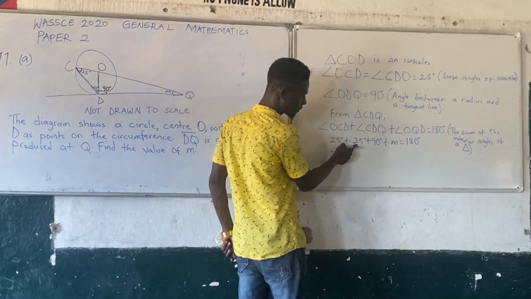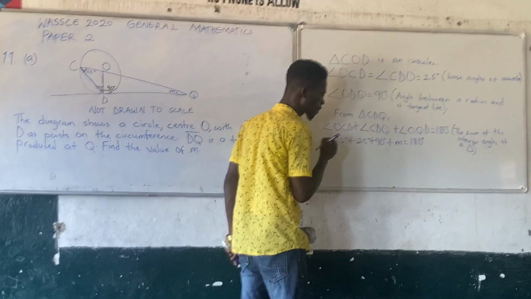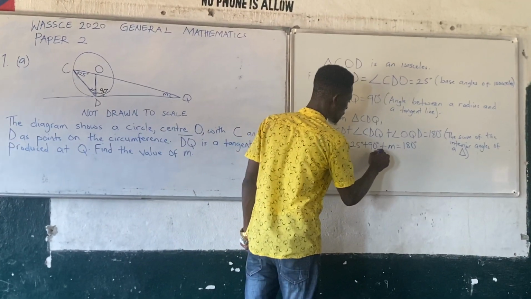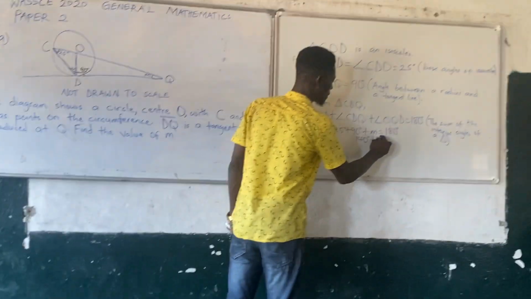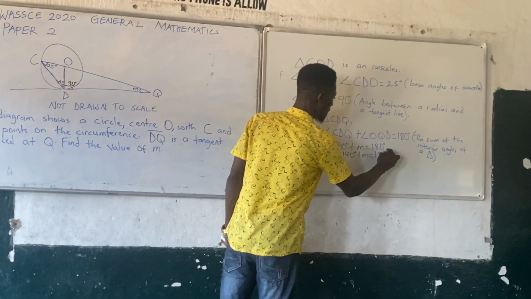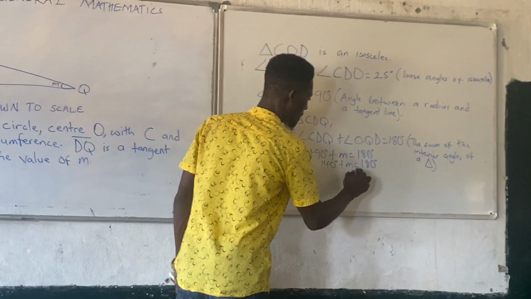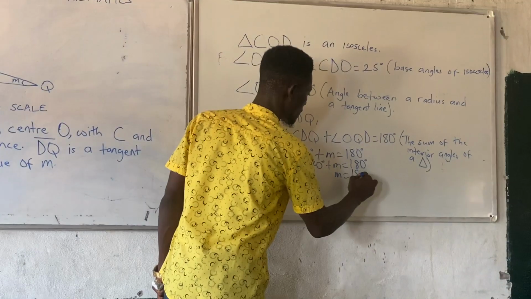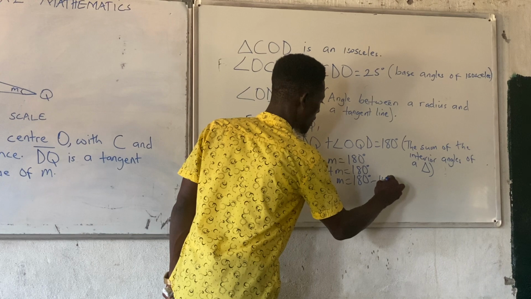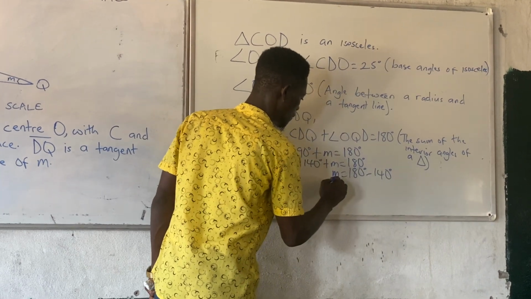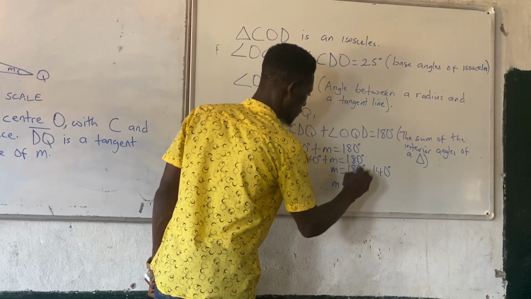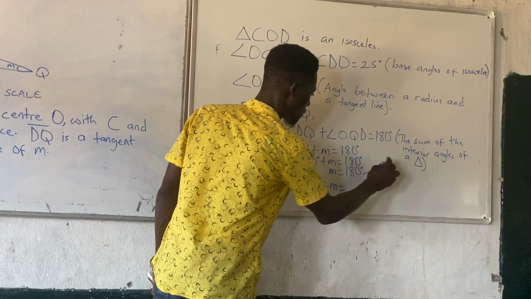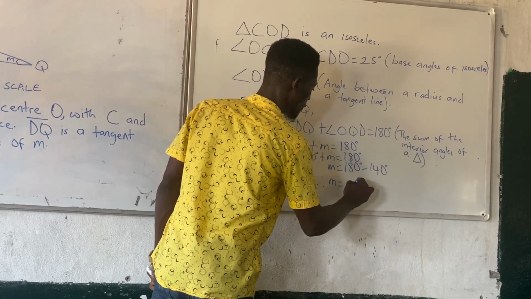So 25 plus 25, that's 50, plus 90, that will give us 140 degrees. So this is 140 degrees plus m equal to 180 degrees. So then transpose the 140, and then we'll have minus 140 across here. So therefore, m will be equal to 180 degrees minus 140 degrees. That will give us 40 degrees.